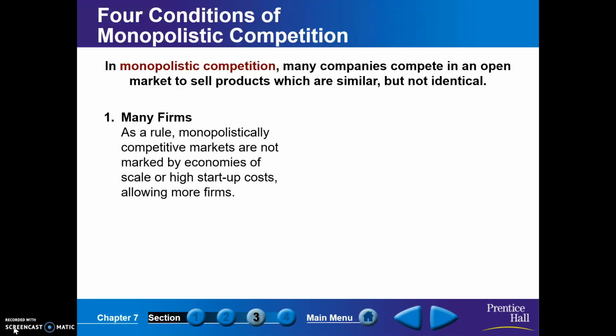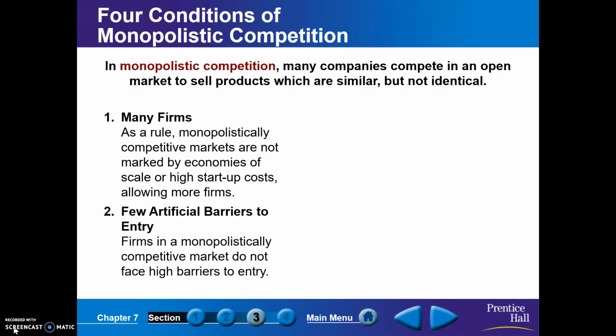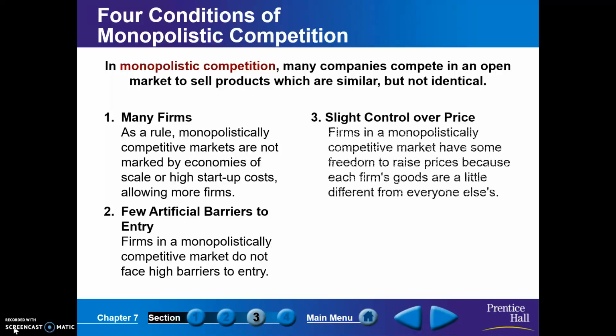There are many firms. They're not marked by economies of scale or high startup costs, and they allow more firms to enter the market. There are few artificial barriers to entry. I know I said significant; either is okay. Firms in a monopolistically competitive market do not face higher barriers to entry. When I say significant, I mean there are a few, but they are specific. We do have slight control over price in a firm.